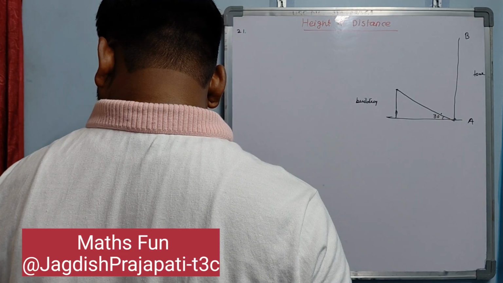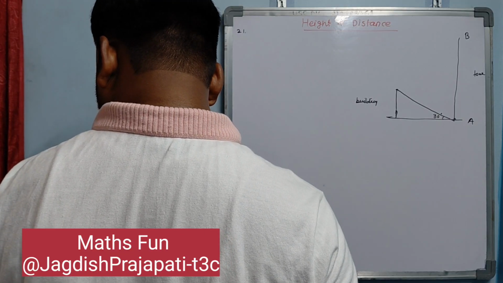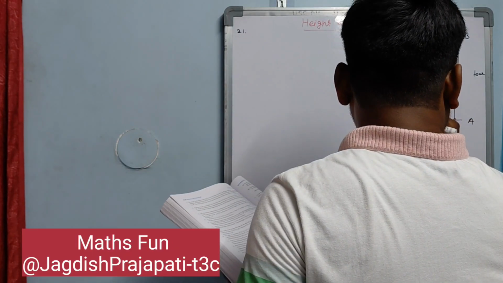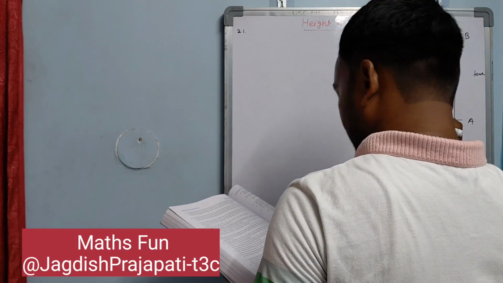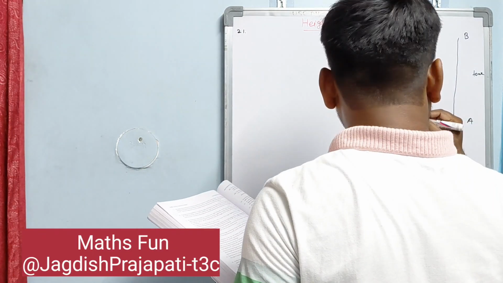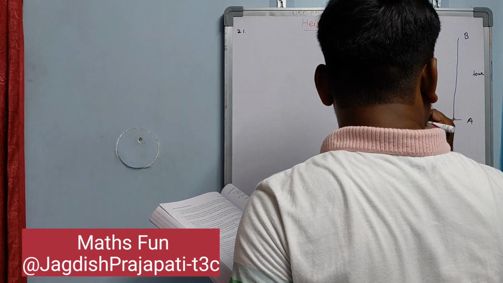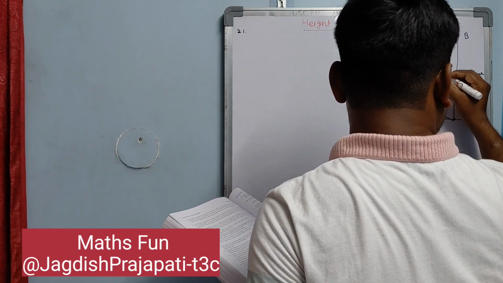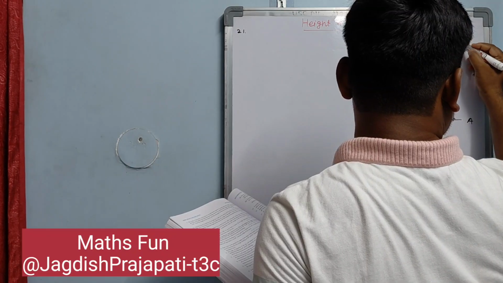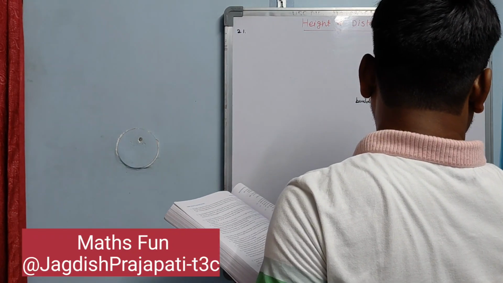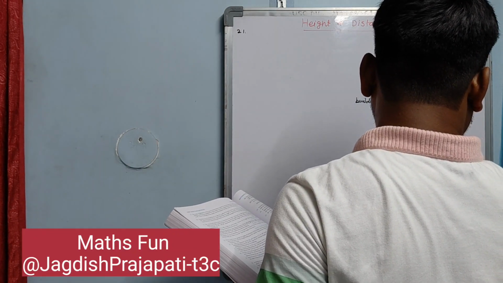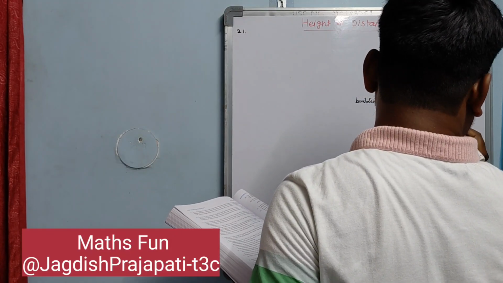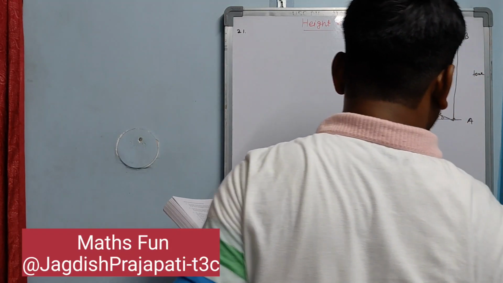And the angle of the top of the tower from the foot of the building is 60 degree. It is the angle from the foot of the building to the top of the tower. So it is describing this angle. This is 60 degree. Only this angle. Okay.